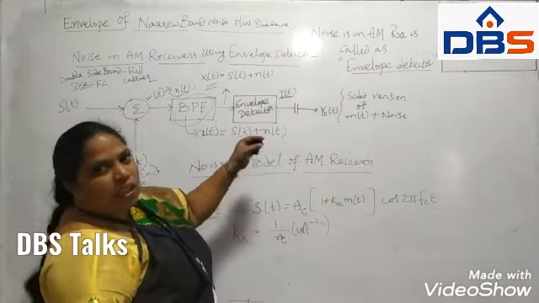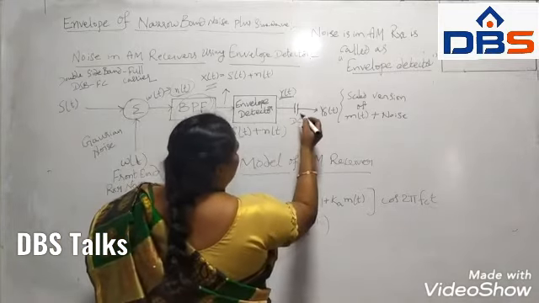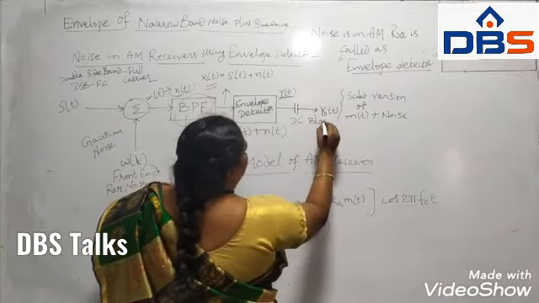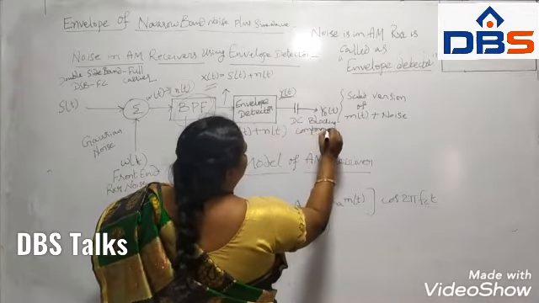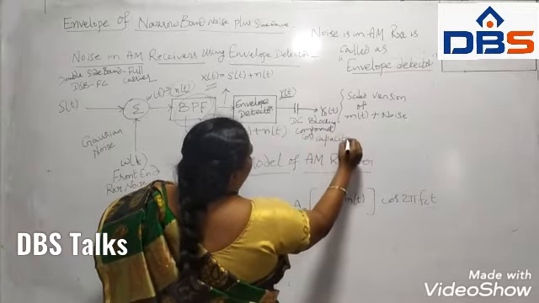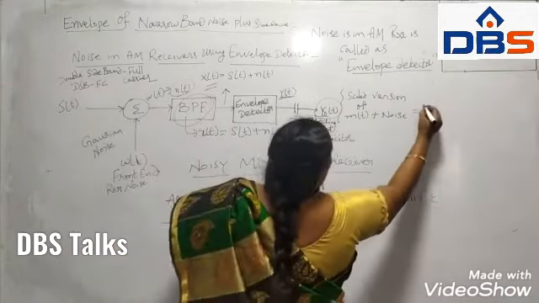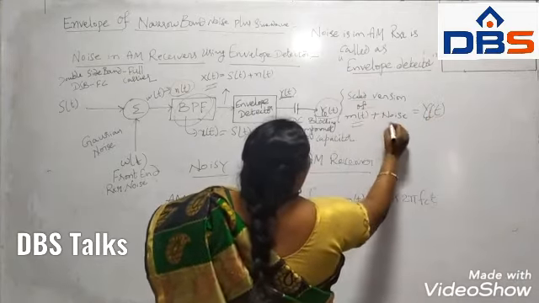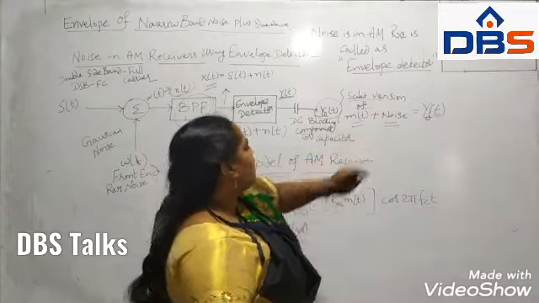In Y of t, if any DC component is there, it will be filtered by using this capacitor. So this is the DC blocking capacitor. Then we get Y naught of t. Here Y naught of t is equal to the scaled version of m of t plus noise. That means this is the message signal plus noise.